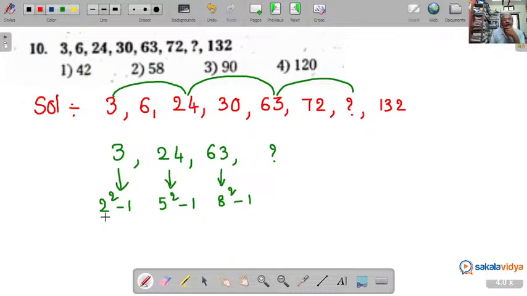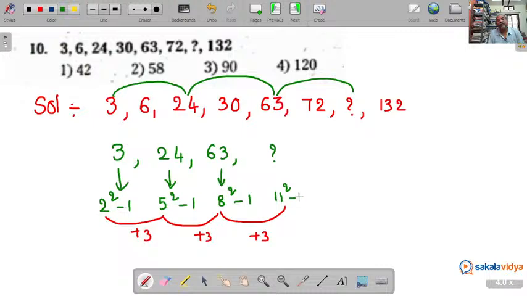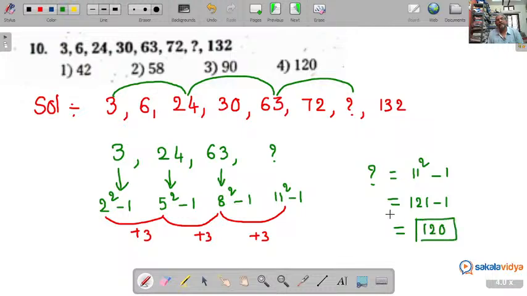What is the pattern? 2 plus 3, 5. 5 plus 3, 8. 8 plus 3, that will be 11. So the question mark is equal to 11 square minus 1. 11 square is 121 and 121 minus 1. So our answer is 120. Right? I hope you might have understood. So the option is the fourth option.